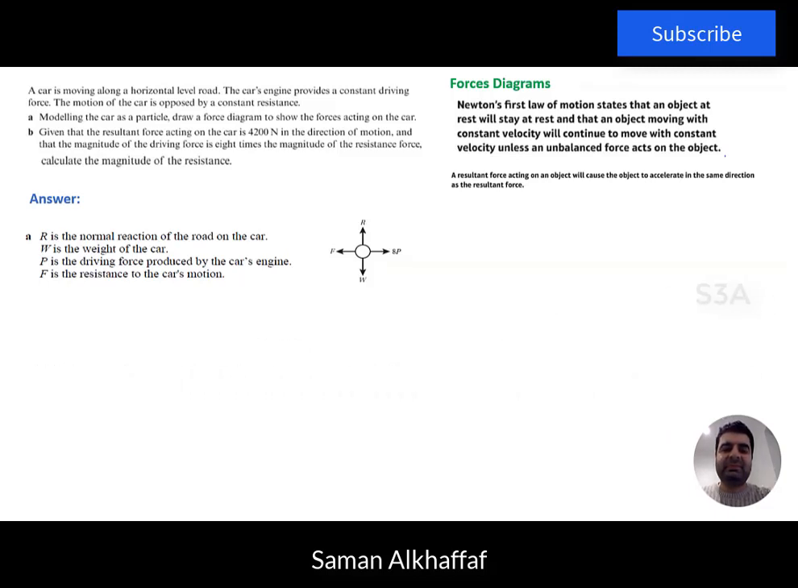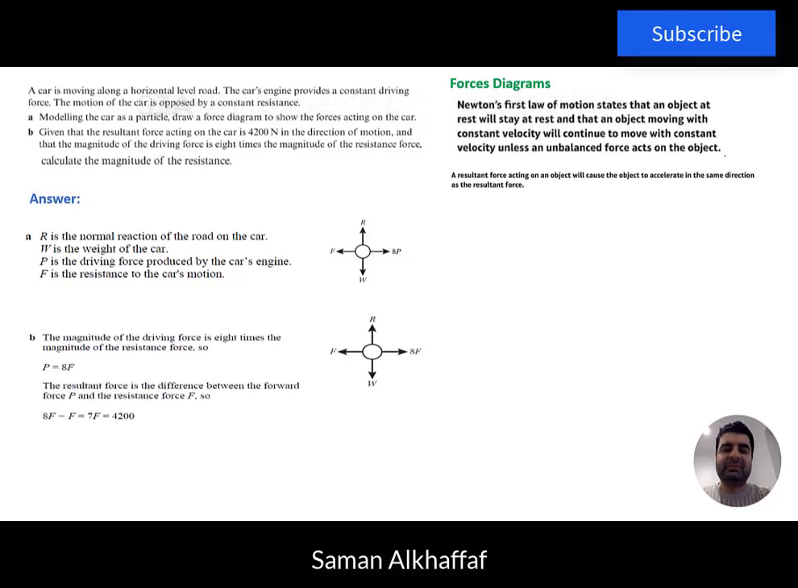So we need to now find the magnitude of the resistance force, because in opposite direction we have P equal 8F. So for us to solve this equation, we need to represent both, so we'd have 8F minus F, because they're in opposite directions, will equal 7F equal 4,200, and then we divide 4,200 over 7, which will give us the magnitude of the resistance force, and this will be our answer.